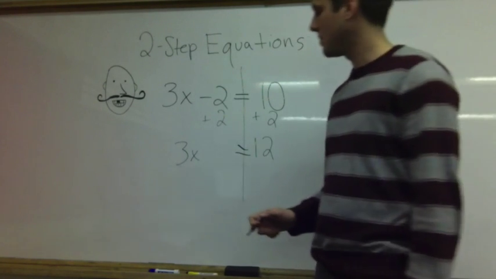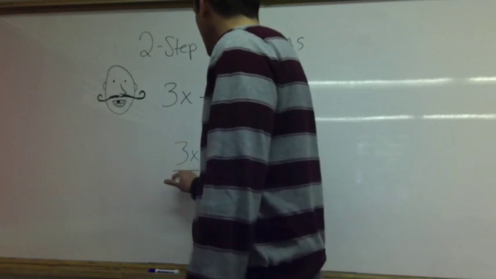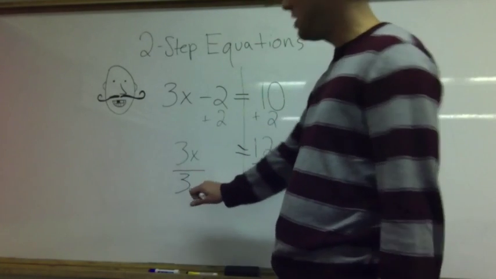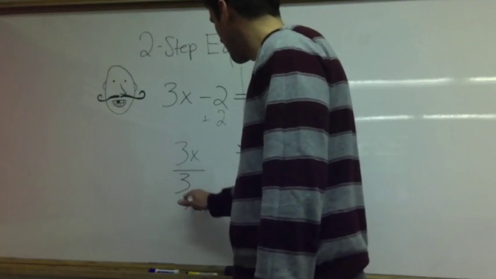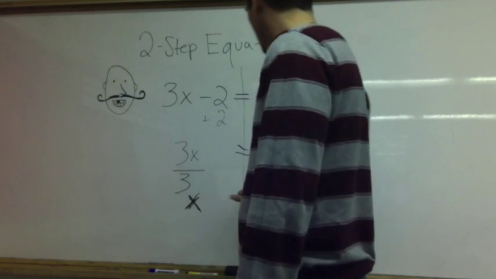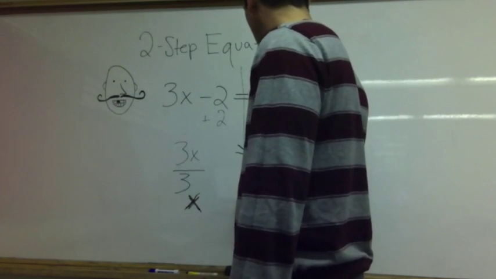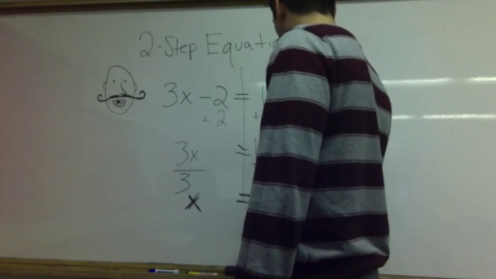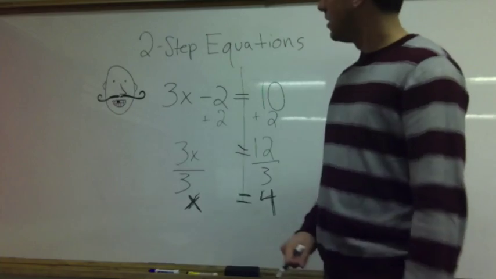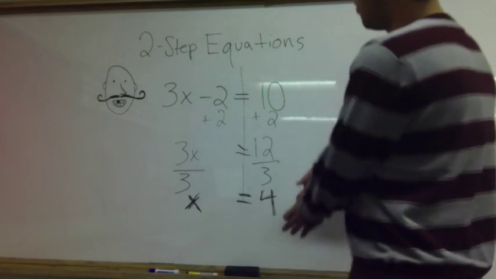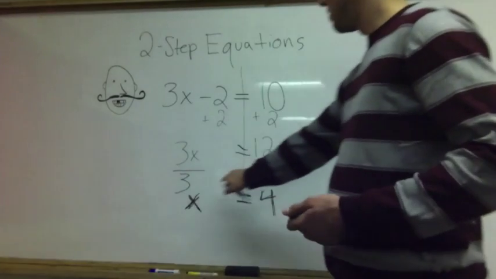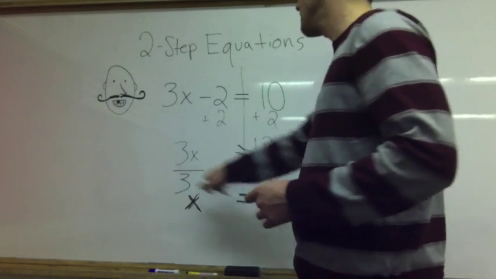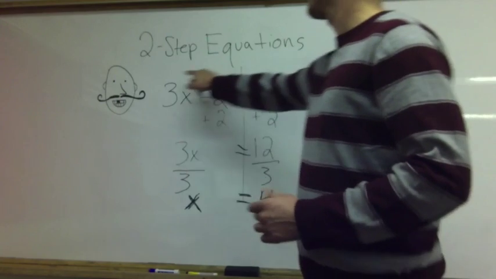The next step is dividing each side by 3. If you divide this side by 3, you get x alone, which equals 12 divided by 3 is 4. So, to go backwards, the 3 was dividing out of here, and the 2 was adding out of here.